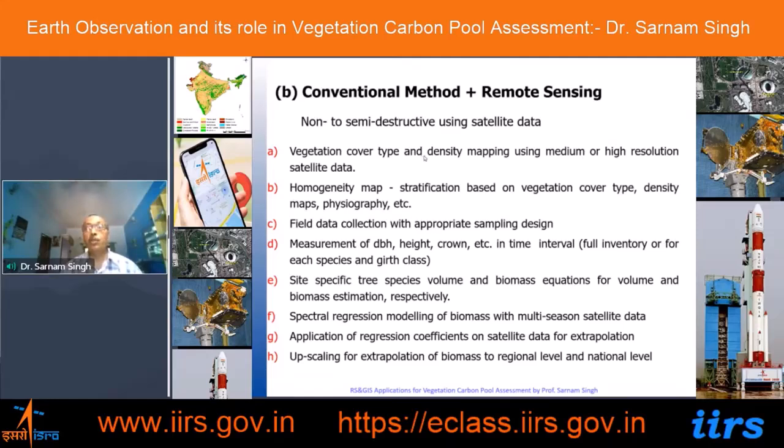So we can use the satellite data for type and density mapping. We can overlay these to prepare a homogeneity map. Homogeneity map basically means uniform. So forest type, density, and the physiography or any other parameter, or you can take aspect also. So northern aspect, the same forests, okay, this sample plot I will take. And then I design the sampling design, I'm going to tell you a little bit about that. Take measurements of DBH, height, crown and all that. And then you have the species equations available, so you can find out the volume.